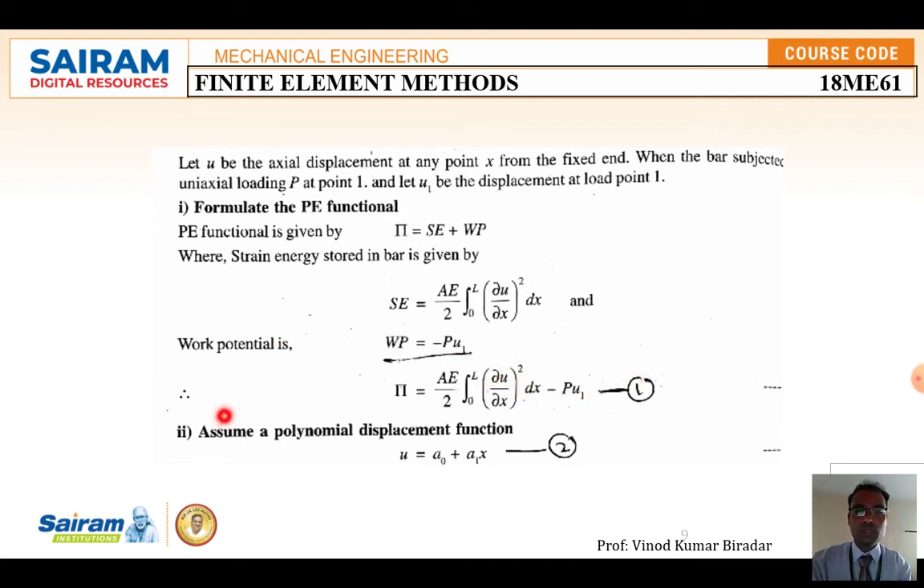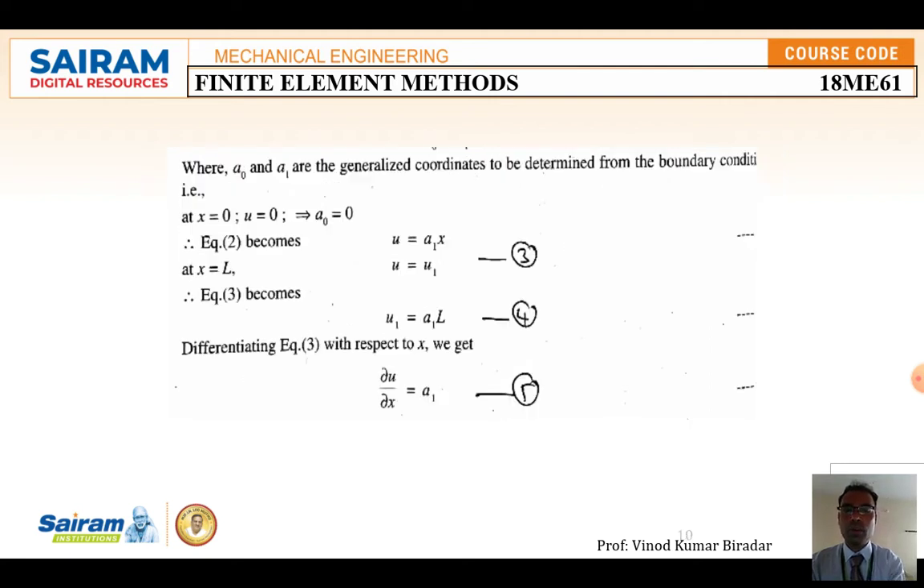Second is to assume a polynomial displacement function. This is a very important step, the second step. For a second order element, assume the polynomial function U is equal to A0 plus A1x. Now apply the boundary condition, where A0 and A1 are the generalized coordinates to be determined from the boundary conditions, that is, at x is equal to 0, U is equal to 0. From the equation, the polynomial function will become U is equal to A1x, and at x is equal to 0, U is equal to 0, so you are going to get A0 is equal to 0. At the same time, for the second condition, at x is equal to L, so you are going to get what?